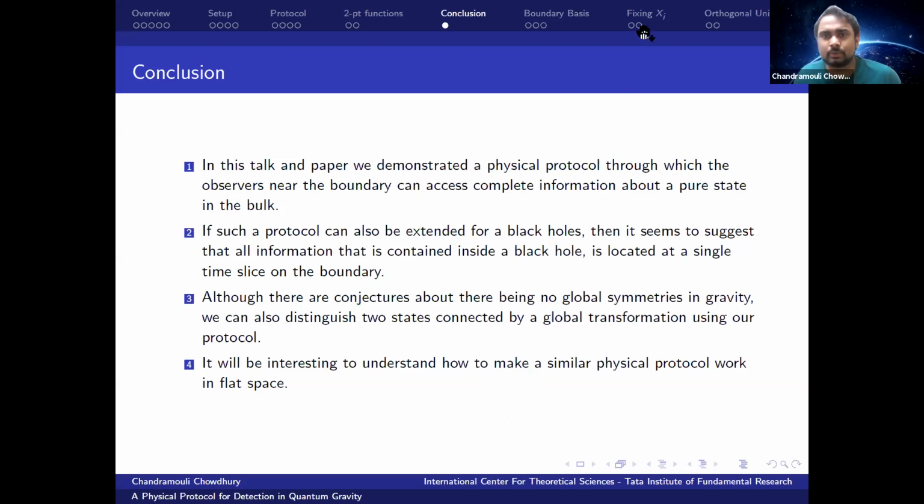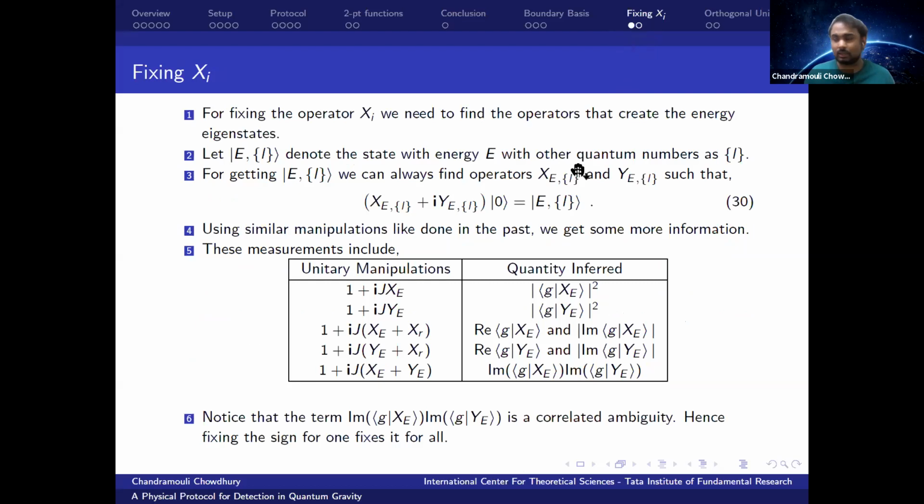Okay, so if there are no more questions, let me just try and tell you how you can fix XI given that you need XR. This is a bit messy, but what you need to do is construct operators XE and iYE. The notations are very similar to the past, but these operators are just going to create some energy eigenstate for you. In general, of course, if you act on the vacuum with a dagger, then you can get the first excited state, and you can write a dagger as phi plus I pi or something like that.